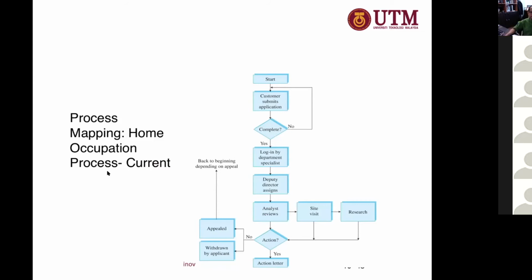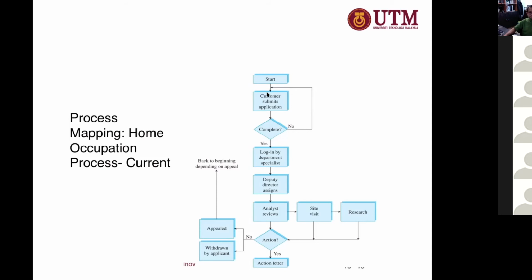Home occupant process. This is the current one. Start from here. At this flowchart, I saw this analyst review. It's not supposed to be a diamond, is it? This is a diamond for action, but the analyst review is a process. They are doing something. They do the analysis. So the result from the analysis is the action decision here. This start should be a rounded square maybe. So start here.